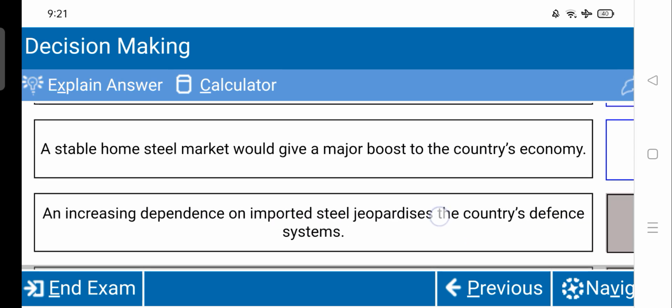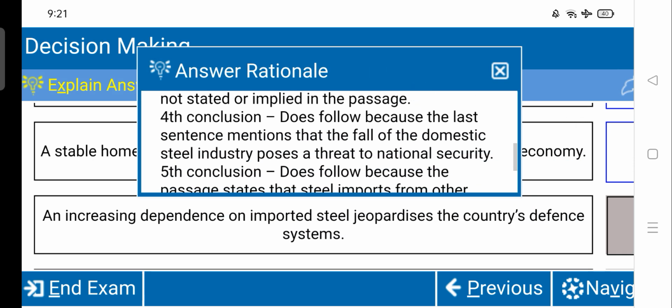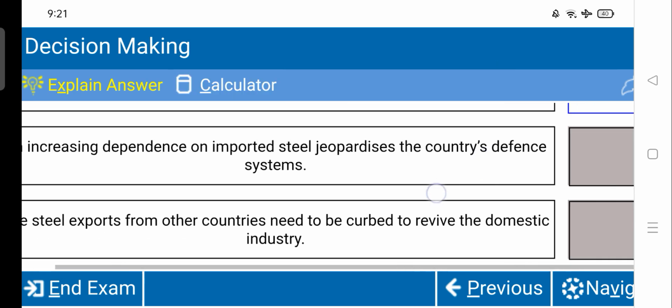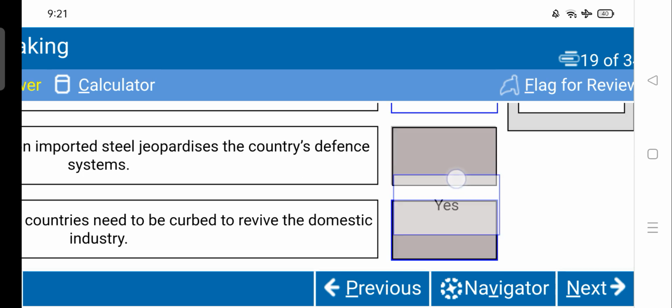Next we have a fourth conclusion. It does follow because the last sentence mentions that the fall of the domestic steel industry poses a threat to national security. So as it does follow, we will drag a yes and drop it here in front of this conclusion.